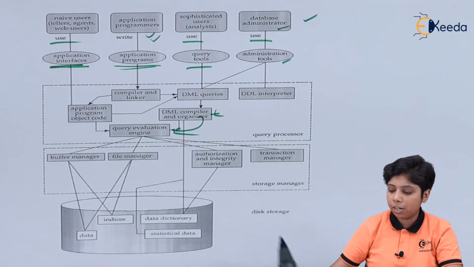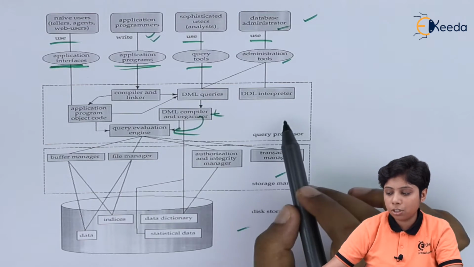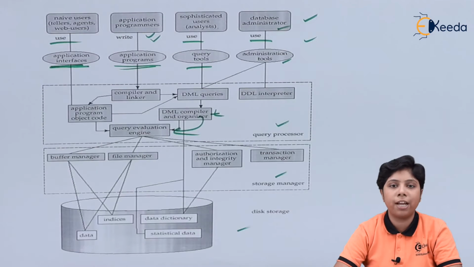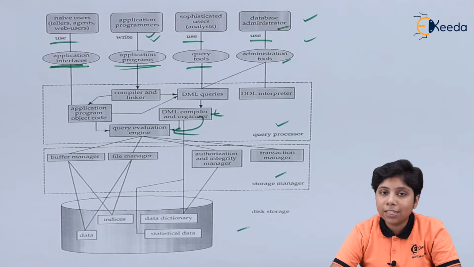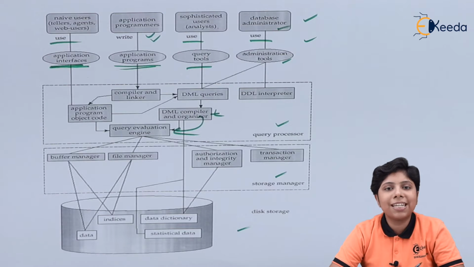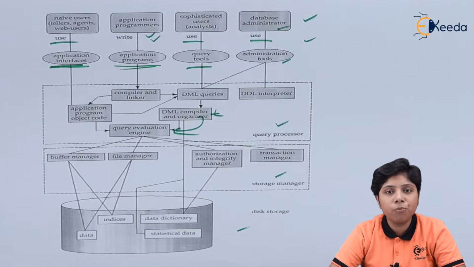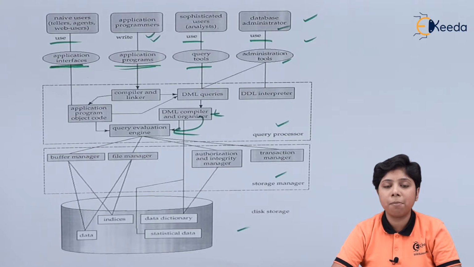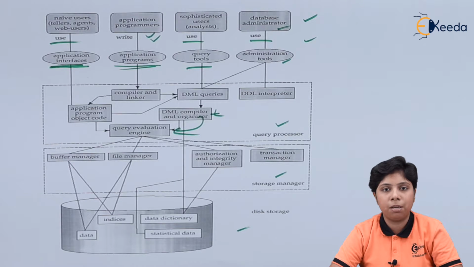The main areas are the disk storage, storage manager, query processor, and the users and administrators. In this way we can describe the system architecture. As we know, as time has evolved, we have now moved from a centralized DBMS to a distributed DBMS.